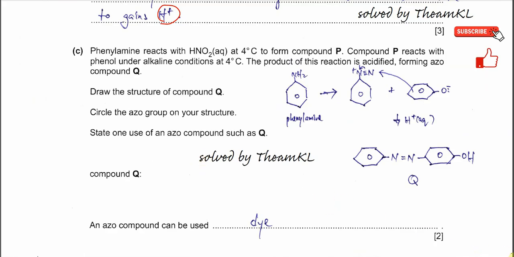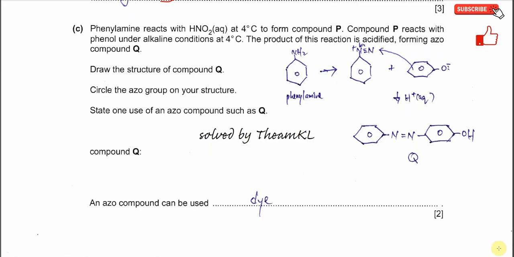For part C, phenylamine reacts with HNO2 at 4 degrees C to form compound P. Compound P reacts with phenol under alkaline condition at 4 degrees C, and the product of this reaction is acidified, forming azo compound Q. Draw the structure of Q later, the last part. Circle the azo group on your structure. State one use of azo compound.